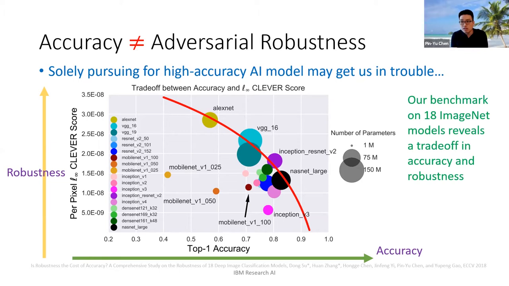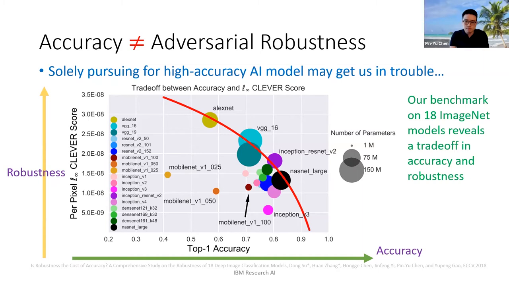So this basically indicates that if we are still using standard accuracy as the only measure that we care about, you may seem to make some progress in terms of AI technology improvement, but in fact, if you take into account robustness, right, it's actually a non-ideal direction that we are going in, right? So it's very important to think about accuracy and robustness at the same time instead of just looking at standard accuracy.